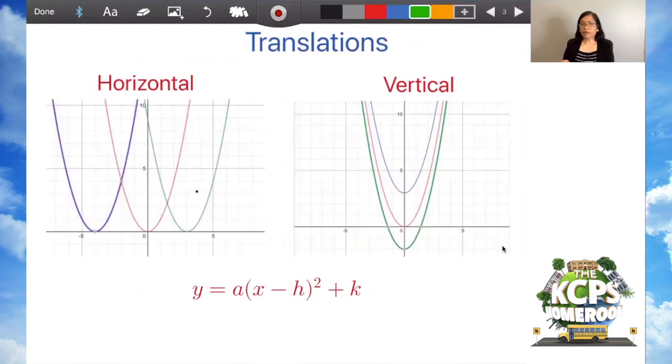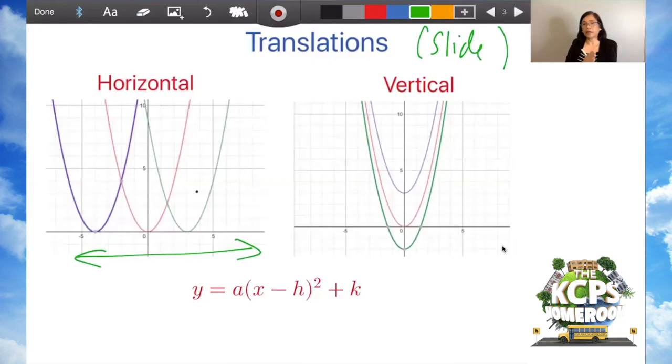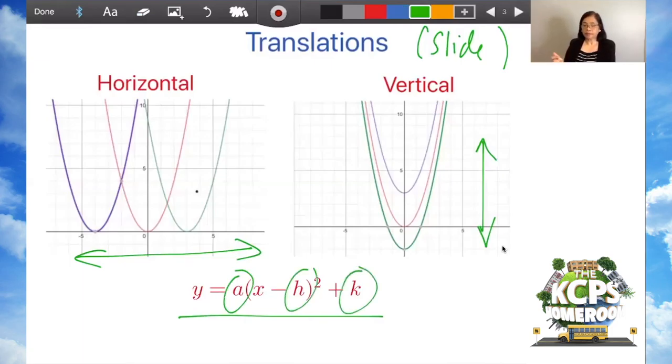So let's review some of the vocabulary words. When we talk about translations, we're talking about sliding an object. In this case, we have the graph here of a parabola. So for horizontal translation, we're actually looking at the movement of the graph from left to right. You slide it along the x-axis. And when we talk about vertical translation, we are actually moving the graph of the function upwards or downwards. Then if we look at this function, f of x, or y is equal to a times the quantity x minus h squared plus k, which of these values here affect the translation or the movement of the graph?